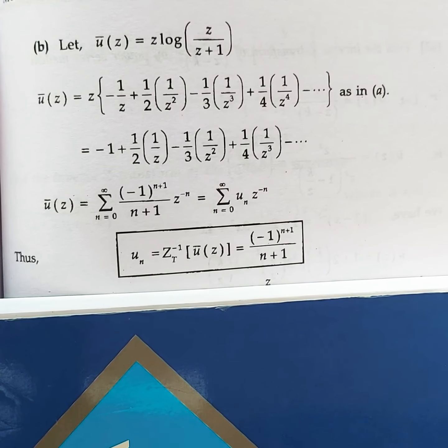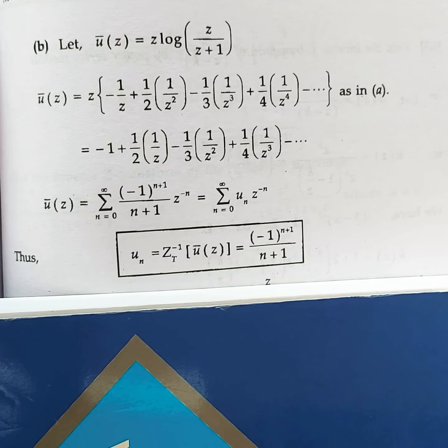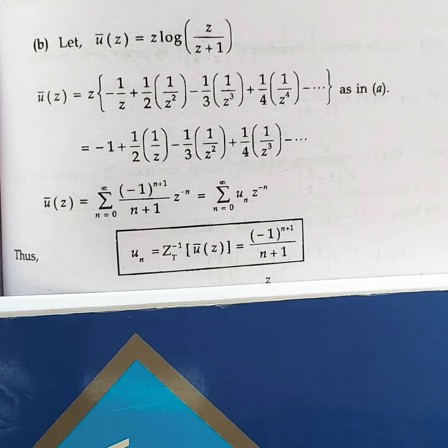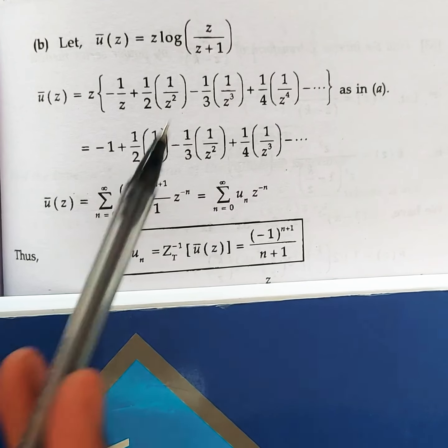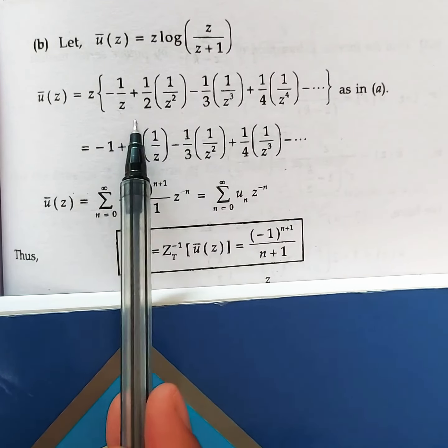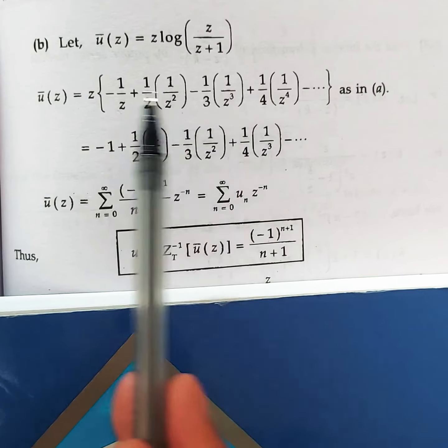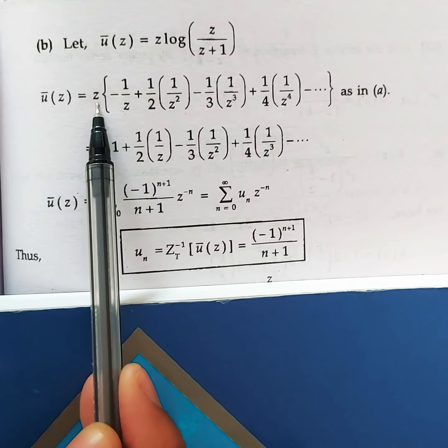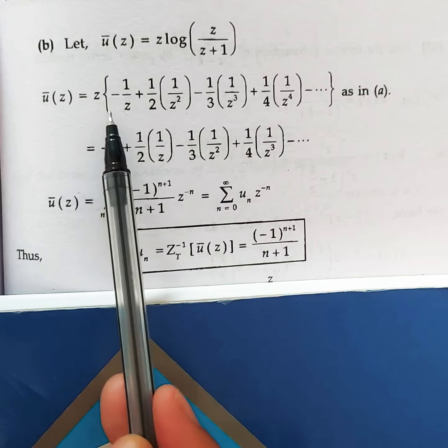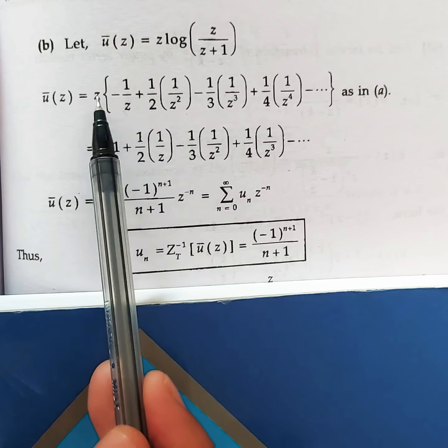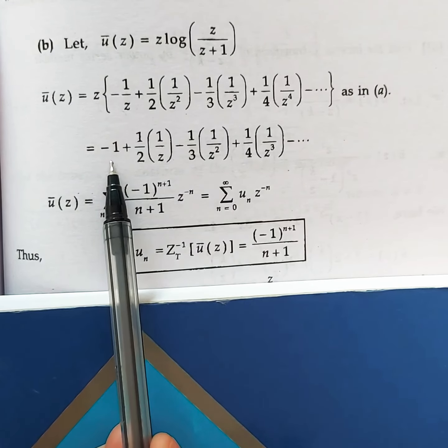Similar to the previous one, this time the problem is z into log of z by z plus 1. So log of z by z plus 1, we have simplified till here, from the previous problem, and we are taking it as it is. So one extra z is outside. When you bring z inside, first the term z and z will get cancelled, and we will get a common term.